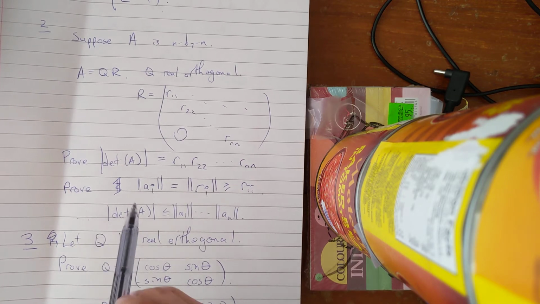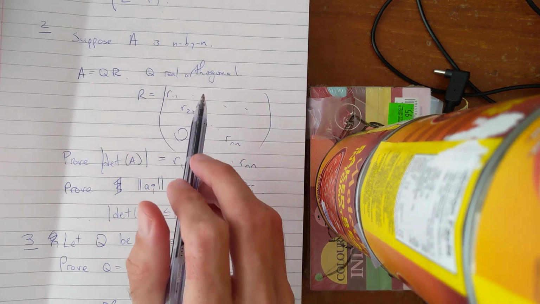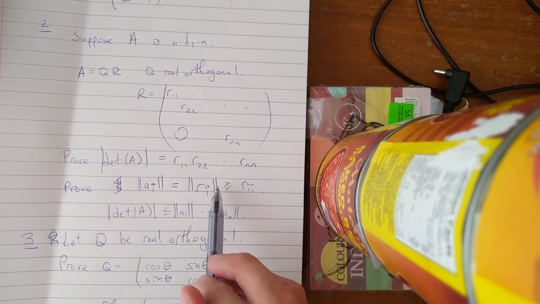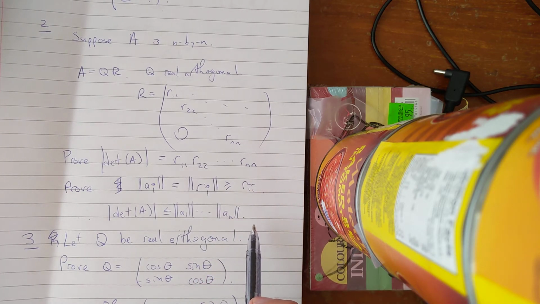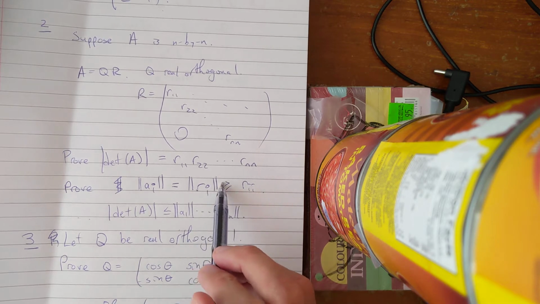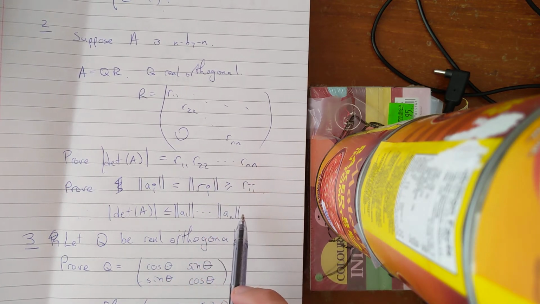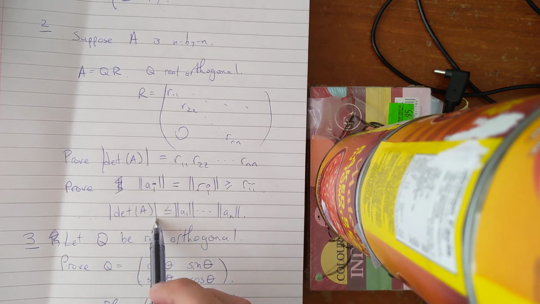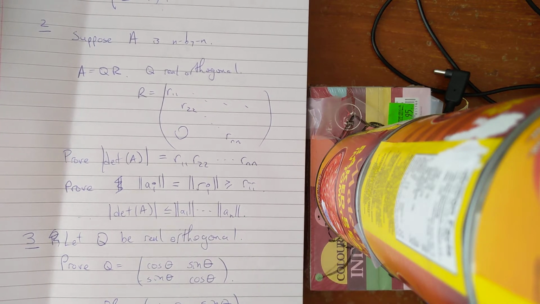Then we'll prove that the norm of each column of A is equal to the norm of the corresponding column of R. And since each of those is bigger than or equal to the corresponding diagonal entry, combining these two things gives us the bound that the absolute value of the determinant is less than or equal to the product of the norms of all the columns.